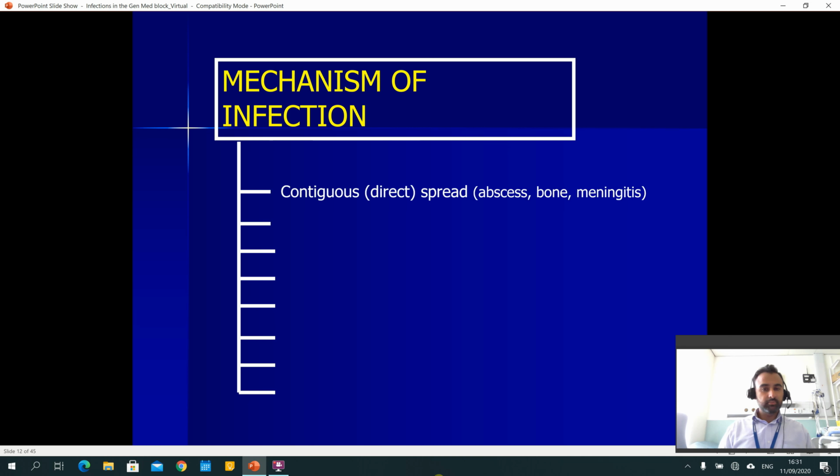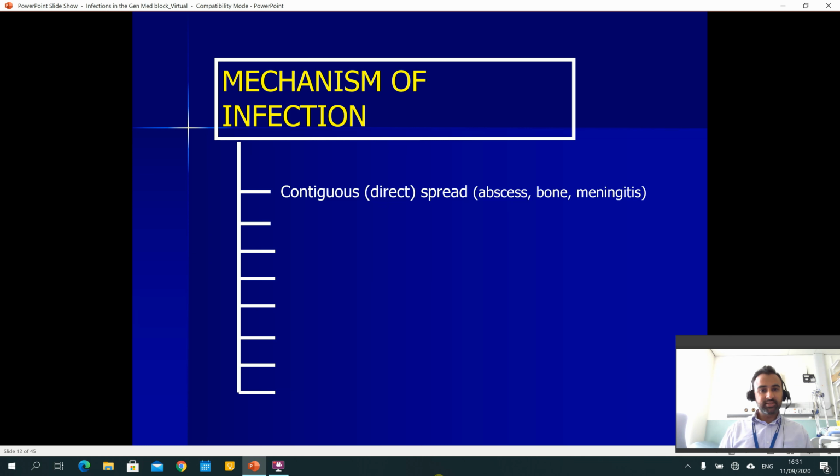So let's think about contiguous infection or direct spread. This is probably the simplest sort of picture you can form in your mind. So let's take that picture of a skin infection, cellulitis, for instance. We know that we've got a number of organisms sitting on our skin, predominantly staphylococci and some streptococci. So you'll have heard of Staph aureus and coagulase negative staphylococci, for instance, which we'll talk about in more detail. If there's a break in the skin barrier, those bacteria manage to make their way into deeper tissues. That is contiguous spread.